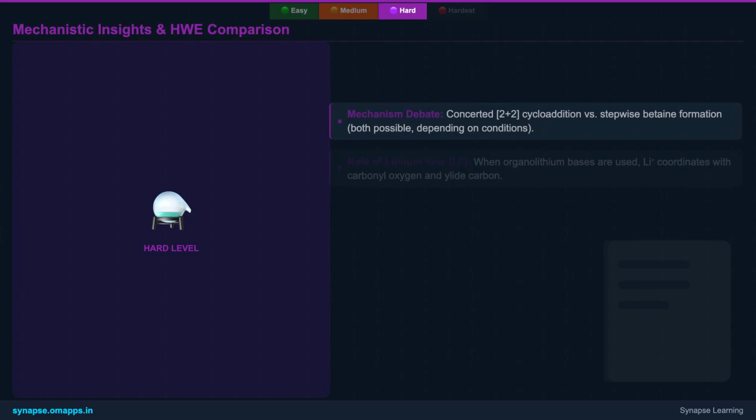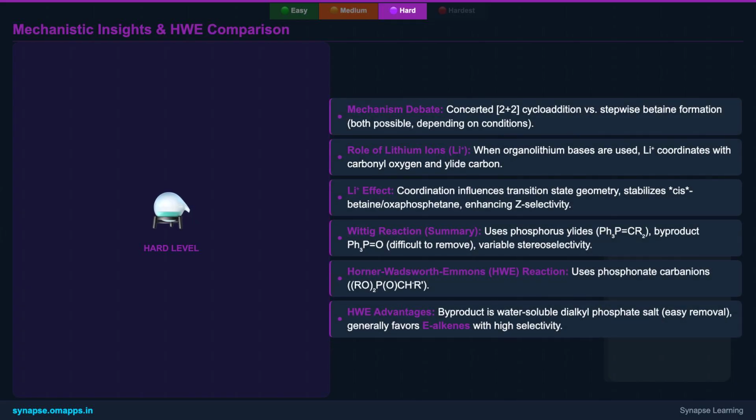The precise mechanism of the Wittig reaction is more intricate than a simple 2+2 cycloaddition. The role of lithium ions, often present when organolithium bases are used to generate ylides, is particularly significant. Lithium ions can coordinate with the oxygen atom of the carbonyl and the phosphorus atom, influencing the geometry of the transition state and stabilizing specific betaine intermediates.